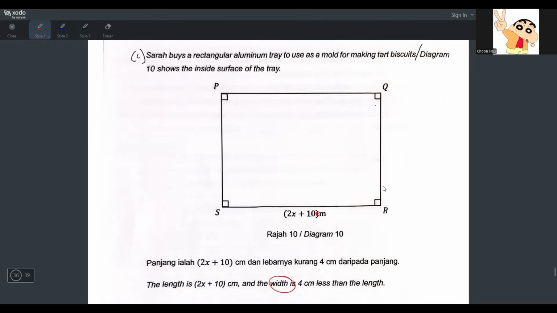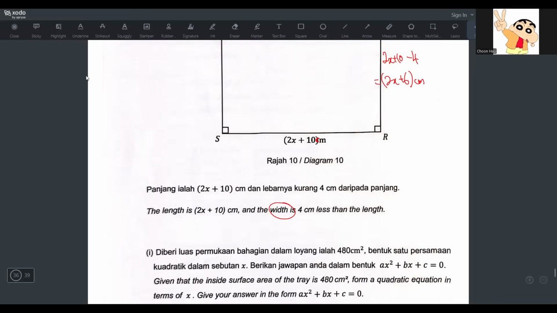And then the width, which is the lebar, is 4 cm less than the length. So let's find out the width now. 2x plus 10 minus 4. So it becomes 2x plus 6. And it will be automatically in cm. That's the width.